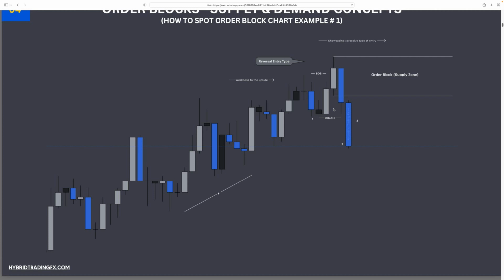Some pairs, for example, love reversals more than continuations. Some pairs love continuations more than reversals. And this is the information that you're going to get when you start doing pair characteristics. For example, price action as a whole is the language of the market. Every pair has its own language. So for example, Euro USD is English, GBP USD is German, AUD USD is French, etc.